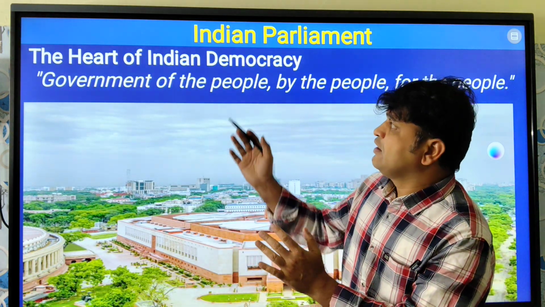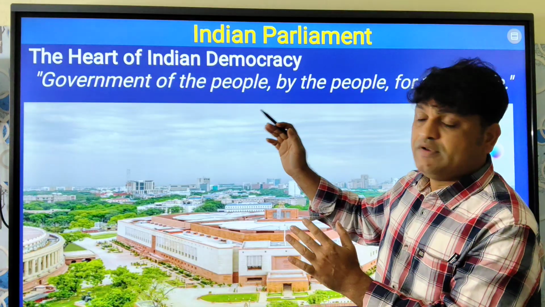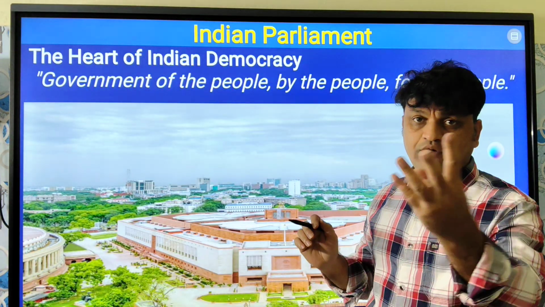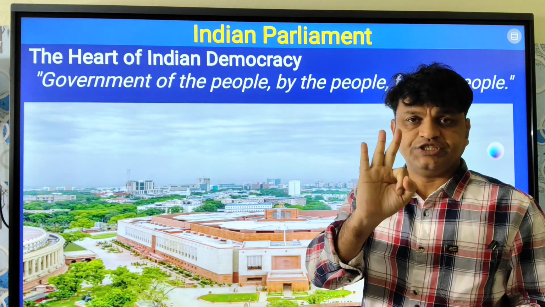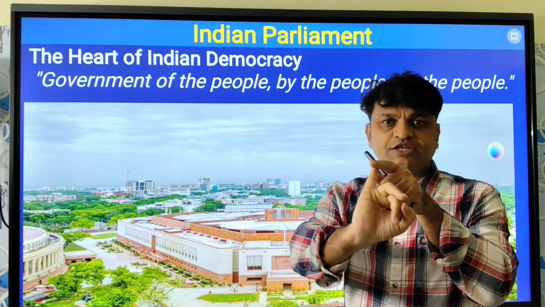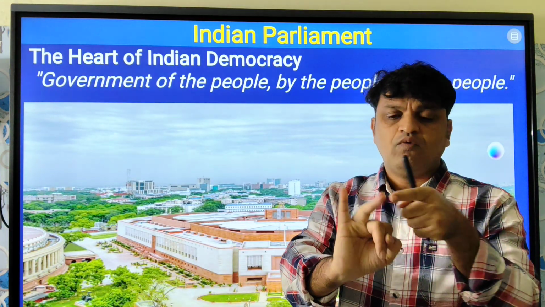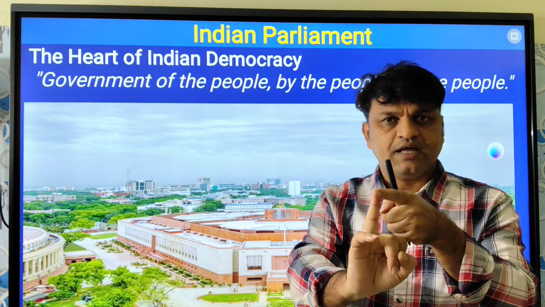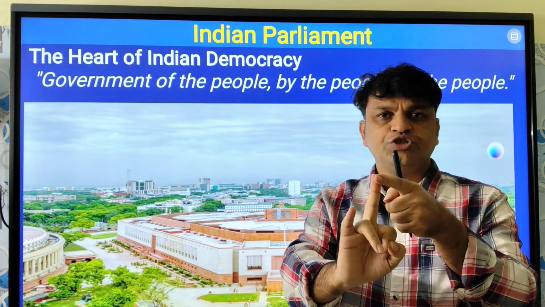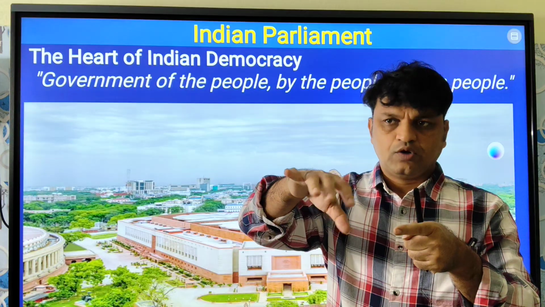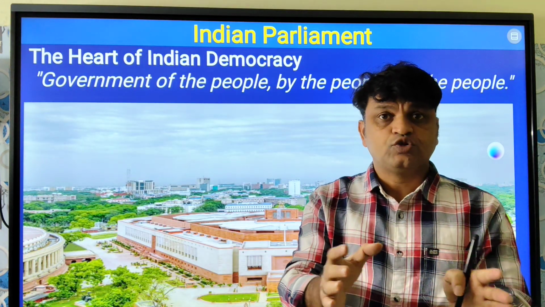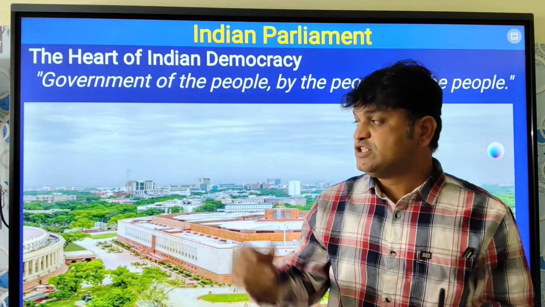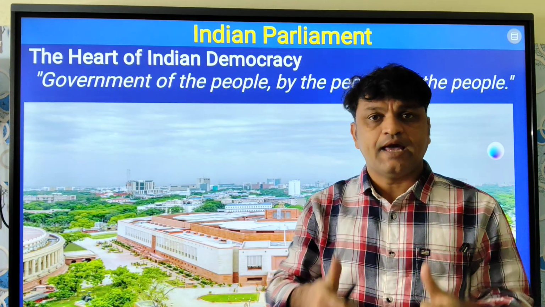In a federal country, the union government sits in the Parliament. We have three organs of the government: legislature, executive and judiciary. What is the job of the legislature? To make the laws. The job of the executive is to implement the laws. The job of the judiciary is to supervise whether both the legislature and executive are working according to the rules and regulations of the constitution. Judiciary acts as an umpire.